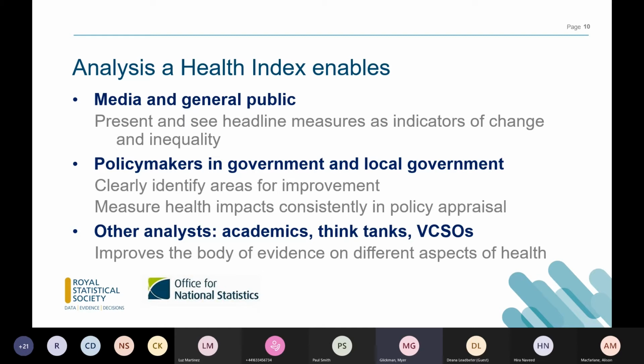Policymakers should be able to use it to identify what are the areas for improvement. What is the impact of this policy I'm considering going to be? There are things people have to appraise in their policy proposals, environmental impact, legal issues, and so on. We want the health index to be something that people will have to appraise and say, how will this make the health index change in total or in its different domains if we implement this policy? And of course, to be a tool for all kinds of other people, academics, analysts of different kinds who are interested in health and how it changes over time.